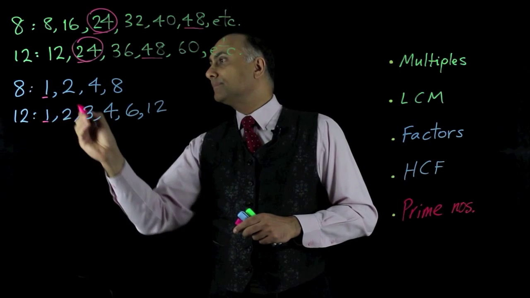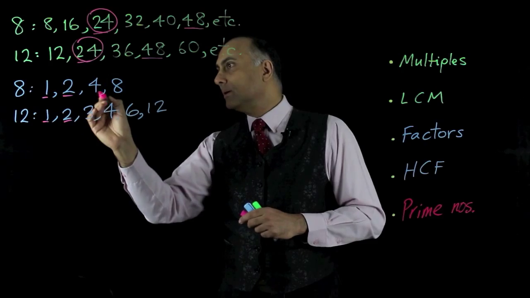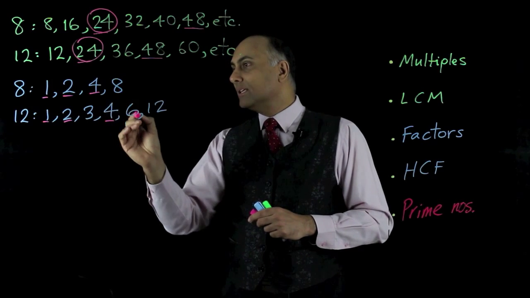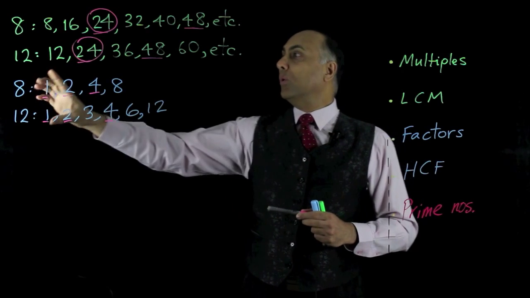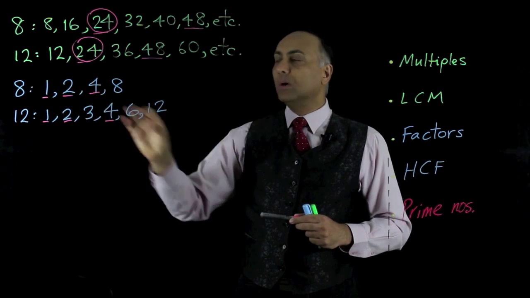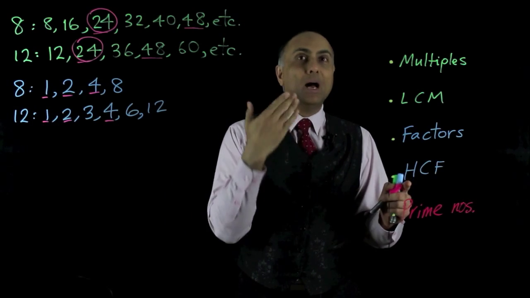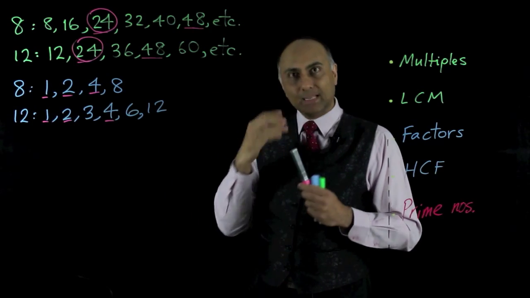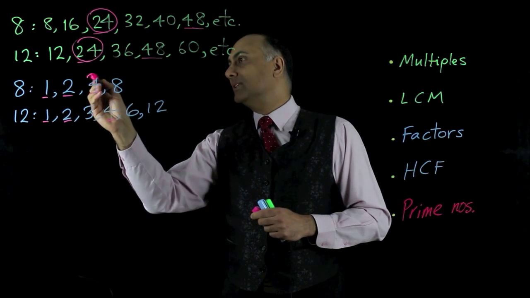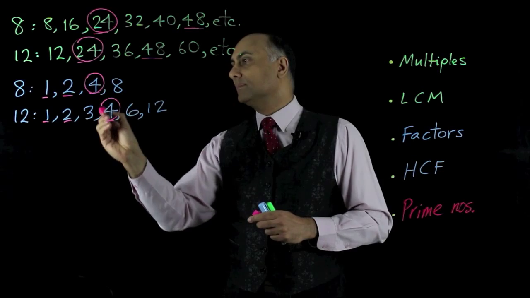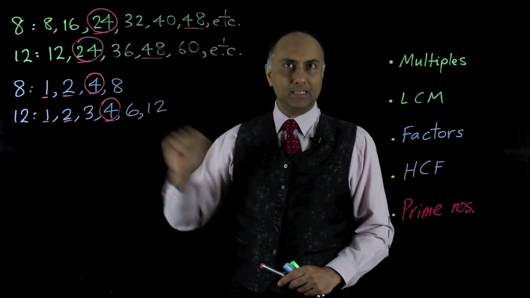1 is common, 2 is common, meaning shared, 3 is not common, 4 is common, 6 is not, 8 is not, and 12 is not. So 1, 2, and 4 are common factors of 8 and 12. But we want the highest common factor, so meaning the biggest number, which is a factor of both. And obviously it's 4. So there we are. 4 is the highest common factor of 8 and 12.